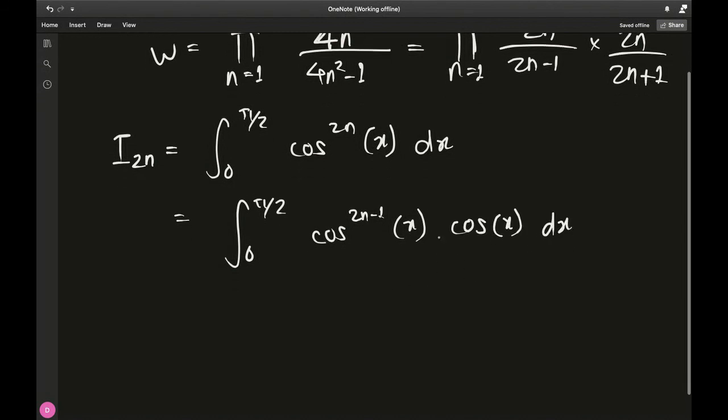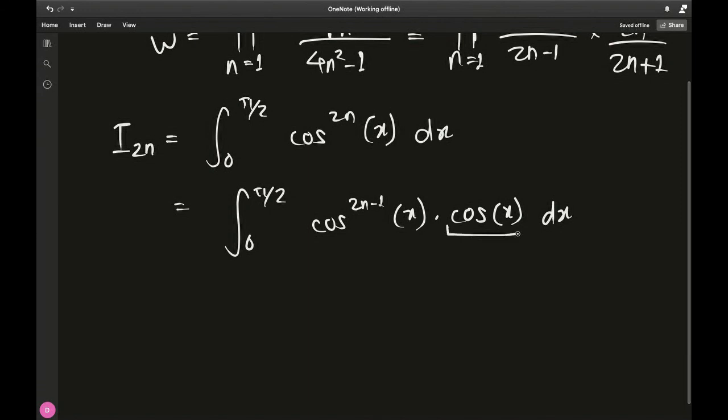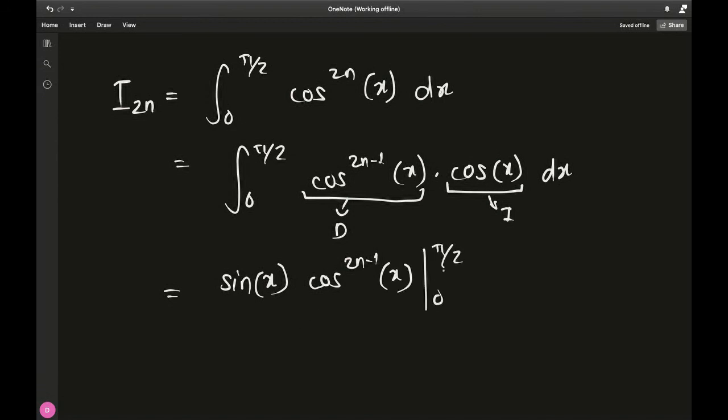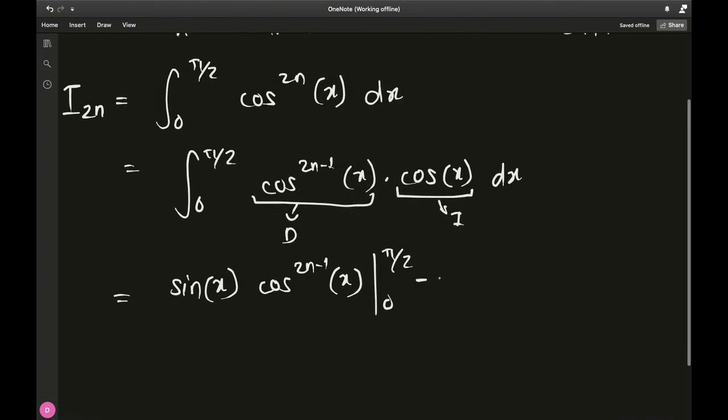Now I'm going to use integration by parts. I'm going to integrate this while I differentiate this. So you integrate the cosine, and you have sine x times, well, the second term is as it is, evaluated from 0 to pi over 2, minus the integral from 0 to pi over 2.